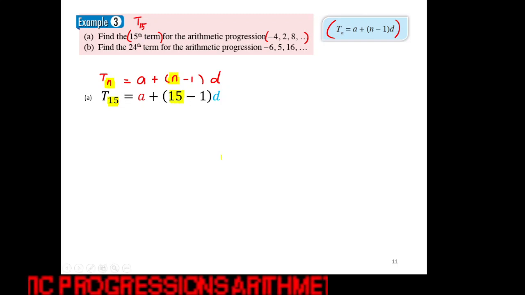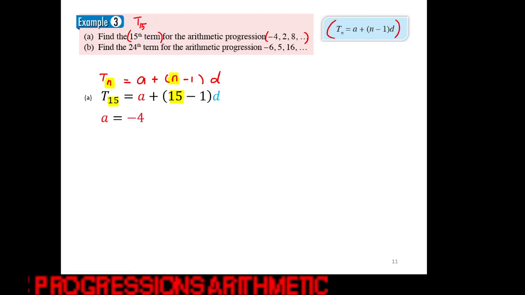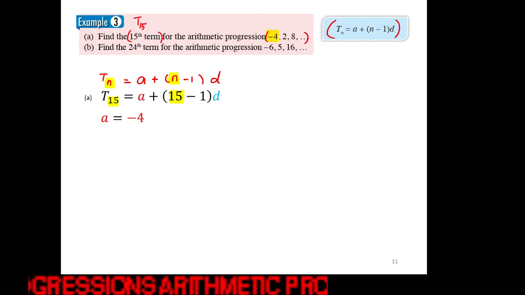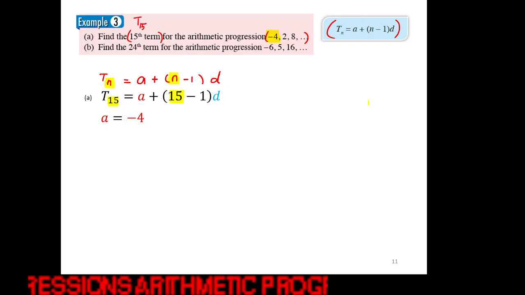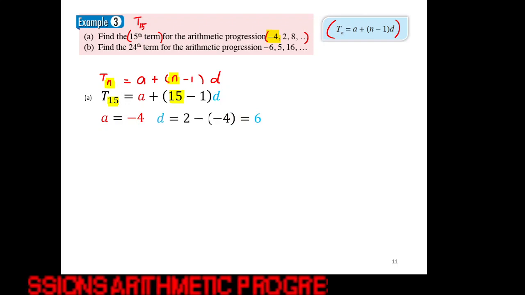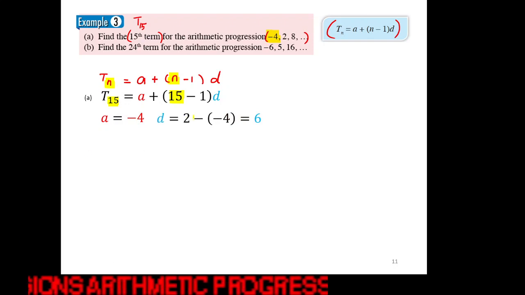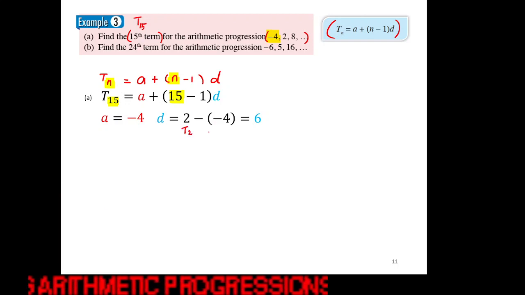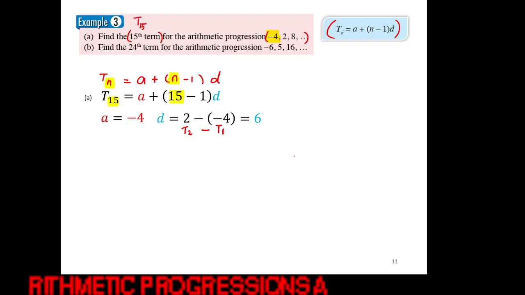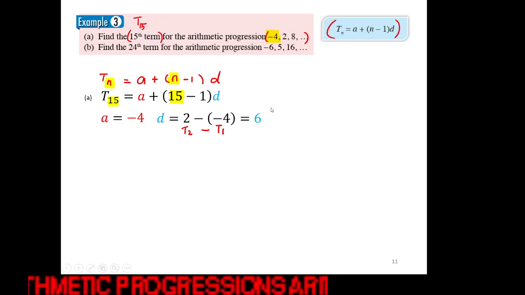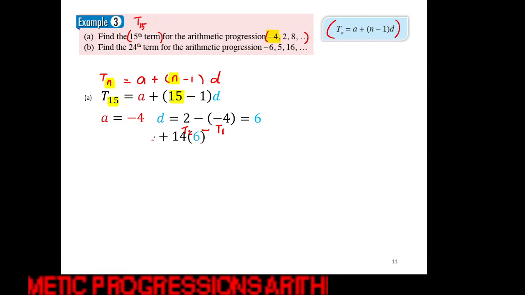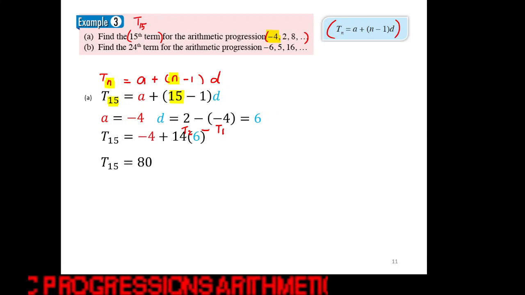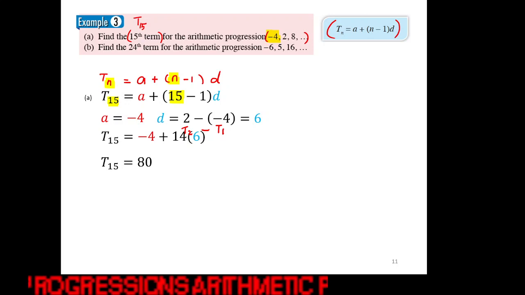Alright, so the next step will be identifying the value of A. A is always the first term of the progression. The second one, to find the common difference, whereby we have T2 minus T1 here. So we get a 6. Substituting it into the formula, compute the answer, and we shall get T15 equals 80.